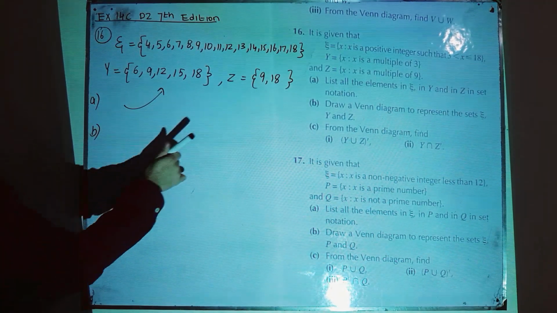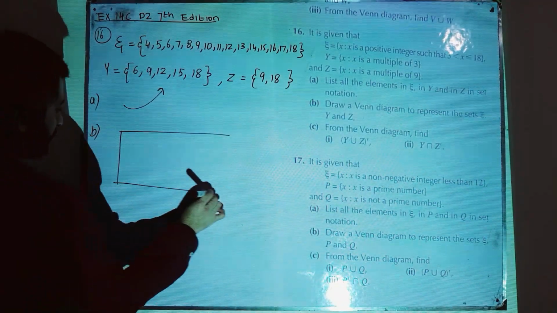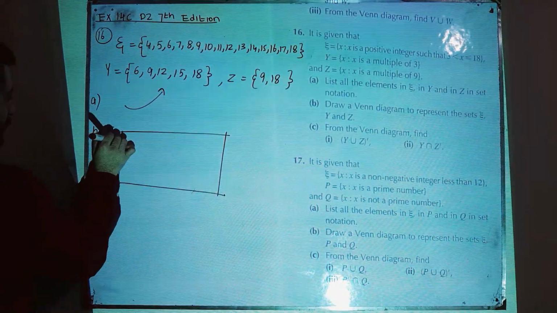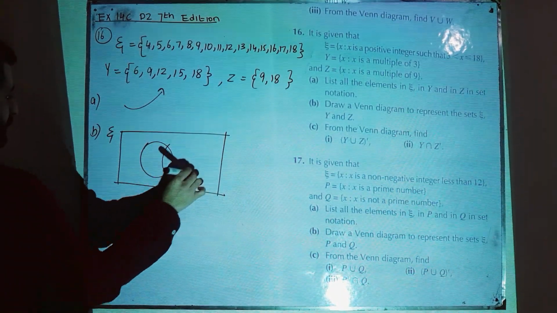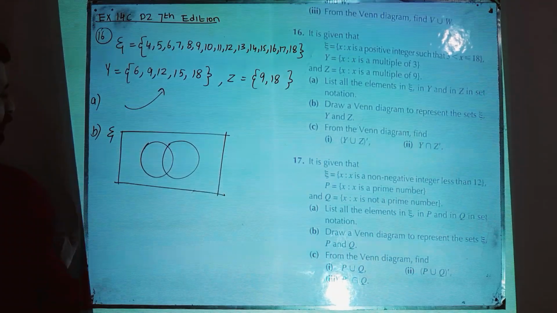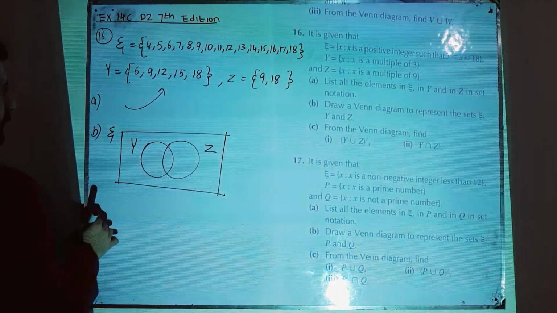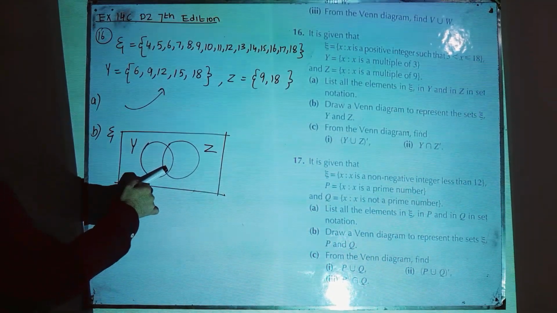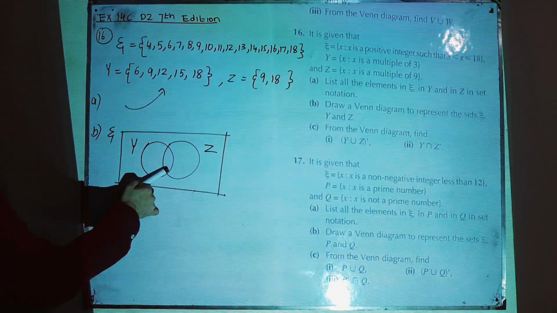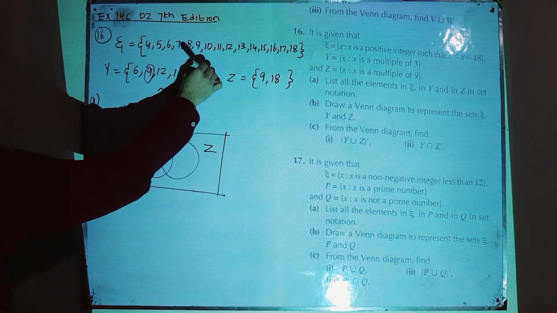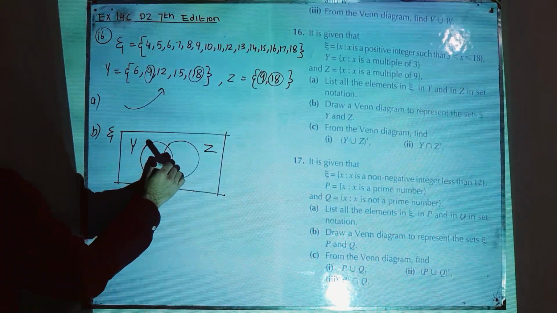Part B is you need to draw a Venn diagram to represent these sets. So draw a Venn diagram. Here you have a universal set, so starting with a rectangle, the universal set is represented by a rectangle. Then we have two subsets, and for that you need to draw two circles. One circle represents Y, the other one represents Z. Now this section is where you write the common elements of Y and Z. So the common elements are 9 and 18, the elements which are present in both of them, so write them over here, 9 and 18.